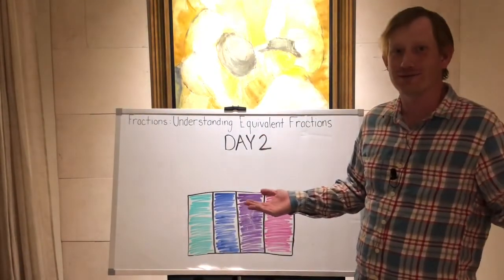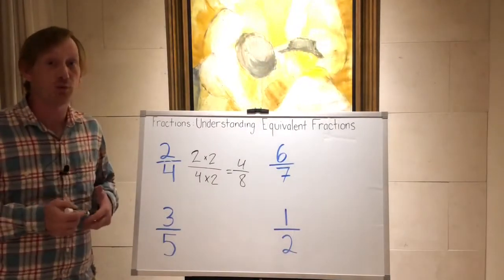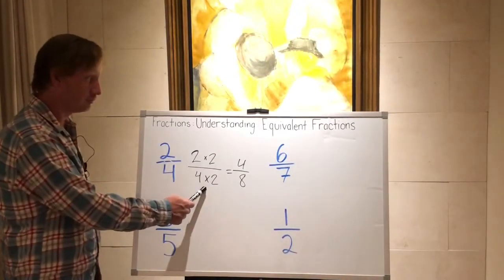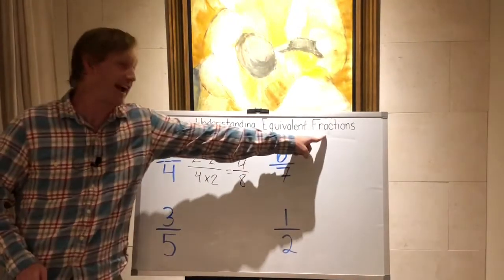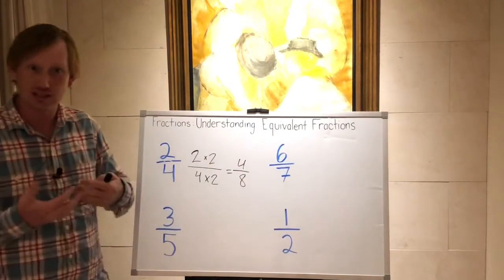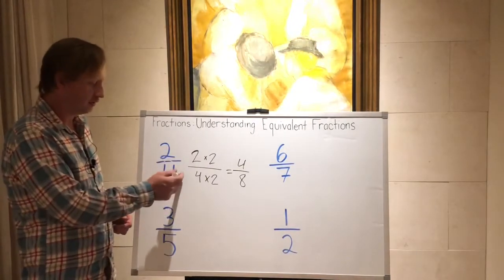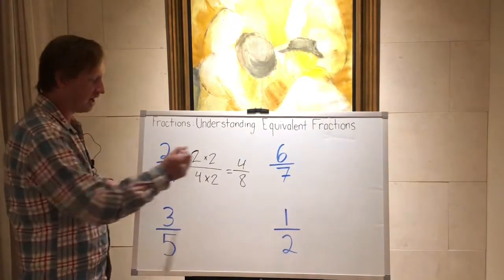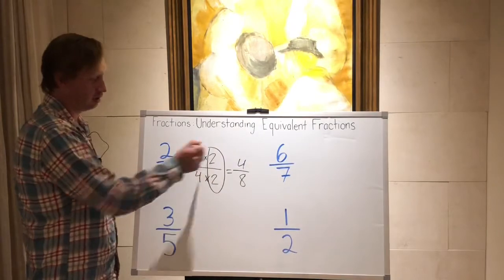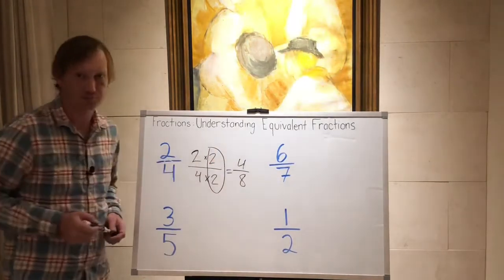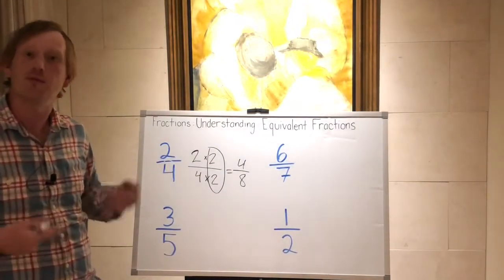Let's jump right in. Yesterday we worked on using multiplication to find equivalent fractions. Equivalent means equal. So here's an example right here. We have 2/4. I multiplied both sides by 2, and we came up with 4/8. We're going to do 3 now together.